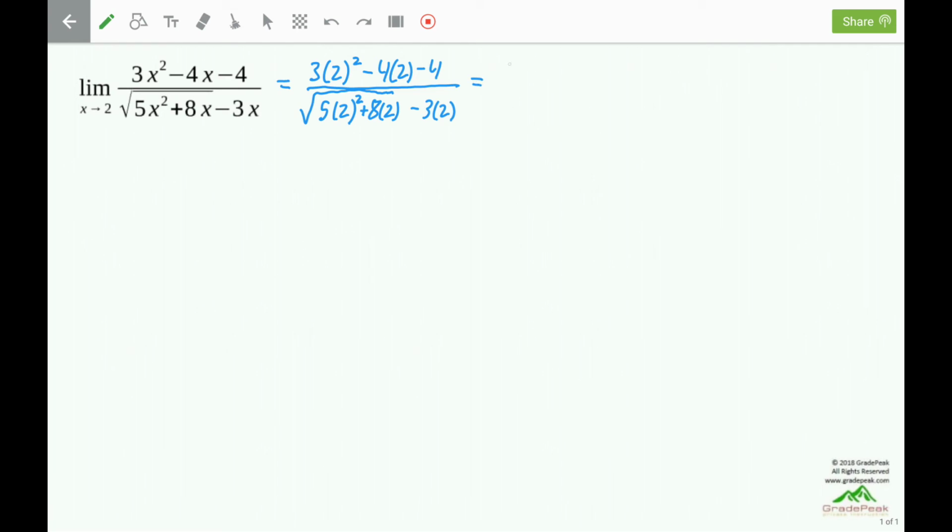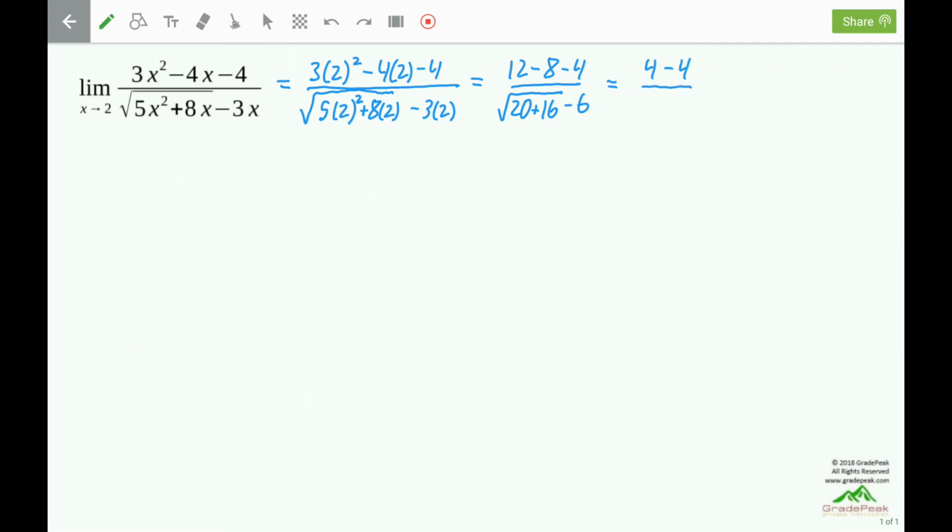2 squared is 4 times 3 is a 12. 4 times 2 is an 8, so we have a minus 8. And then minus 4. In the denominator, 2 squared is 4 times 5 is a 20. And 8 times a 2 is a 16, so plus 16. And then 3 times 2 is a 6, so minus a 6. In the numerator, 12 minus 8 is 4, minus 4.